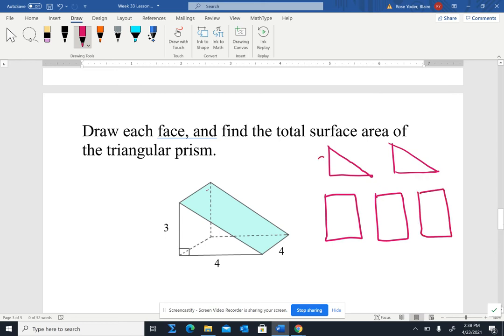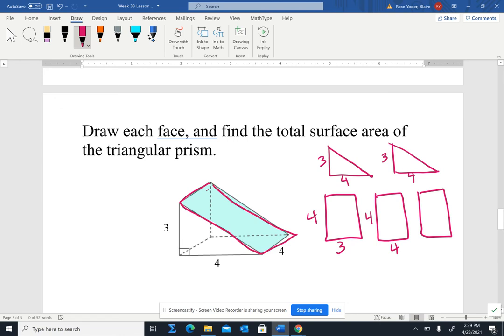So the triangles are each 3 by 4. The rectangles, let's see, the one on the left is 3 by 4. The one on the bottom, it doesn't look like it, but it's actually a square because it's 4 by 4. And then what about this one? It's 4 by what? We don't actually know. You have to do Pythagorean theorem.